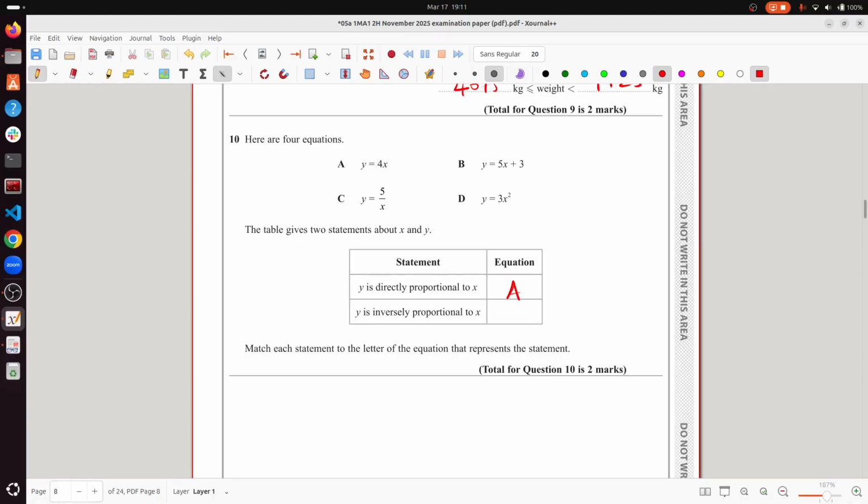And B, the second statement says y is inversely proportional to x. So that means as one value increases, the other value decreases. The only inverse proportion there is C.